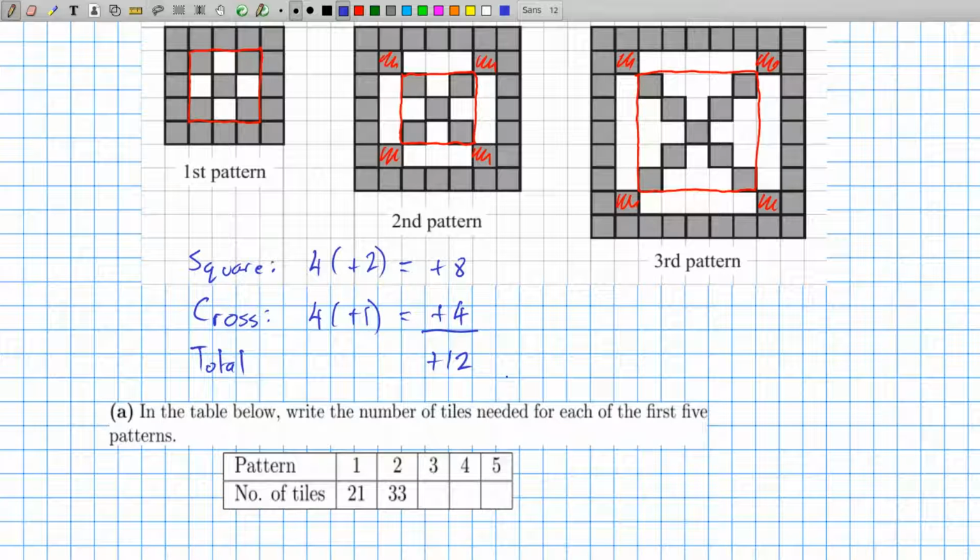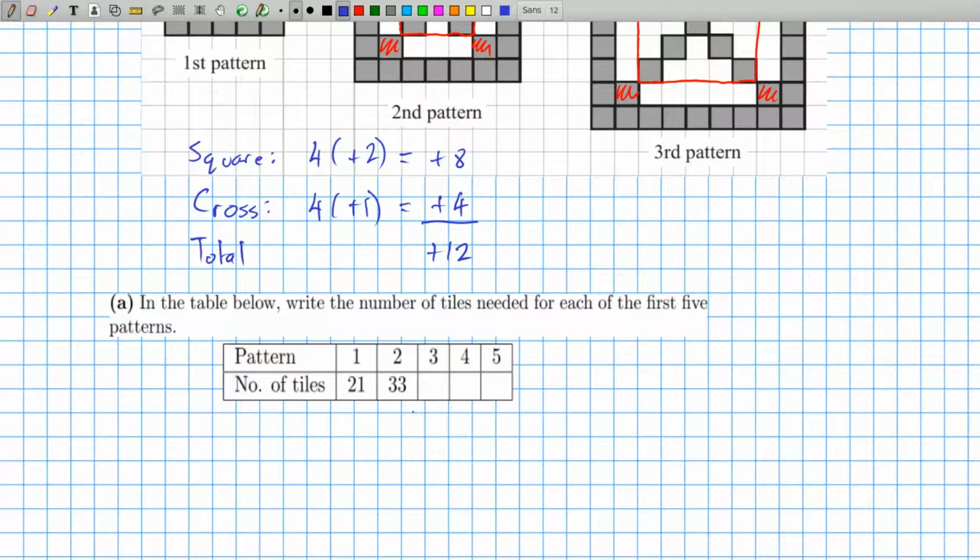And we can kind of test out the investigation that we just did. Are we adding 12 tiles each time? Well, to go from 21 to 33, yeah, we add 12. We add 12 tiles to go from 21 tiles to 33 tiles. To go from 33 to 45, again, we're adding on 12 more tiles. So our theory seems to hold up, at least for the moment.